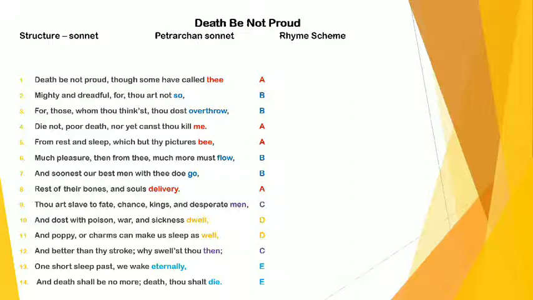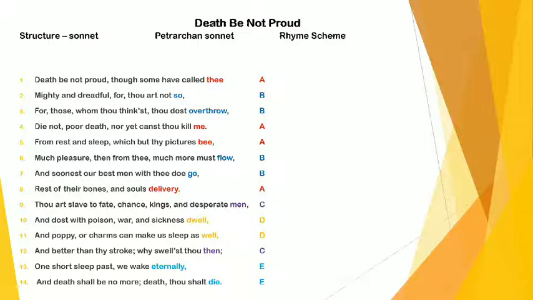You can read the poem from this angle, or if you see the tone of the poet, then the tone also changes at the volta. Volta means the change of idea after line number 8. So the final 6 lines rhyme scheme is C D D C E E. Men, see, dwell, well DD, then see, eternally, die EE. So this is a Petrarchan sonnet.